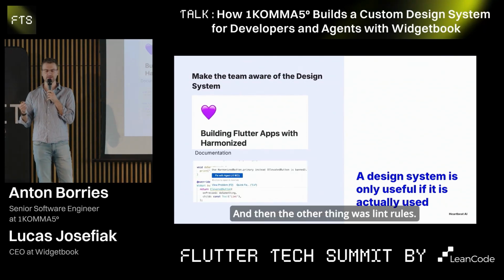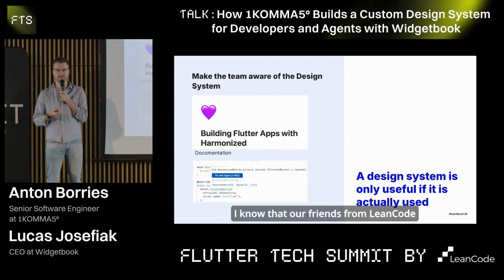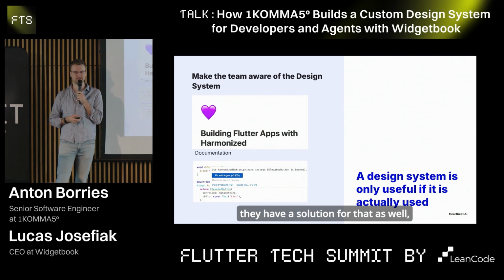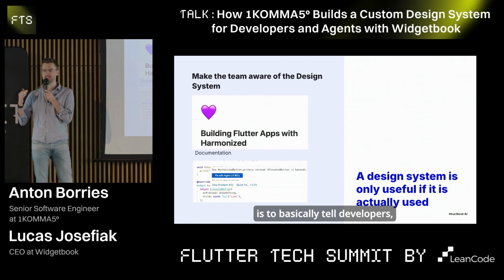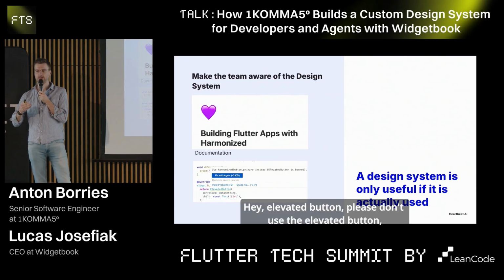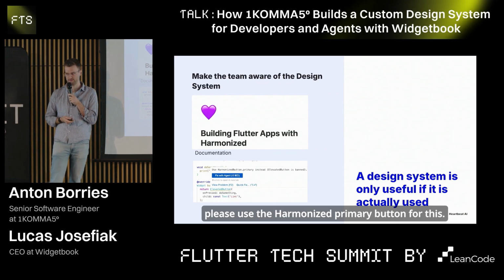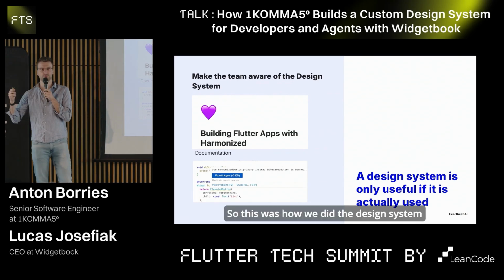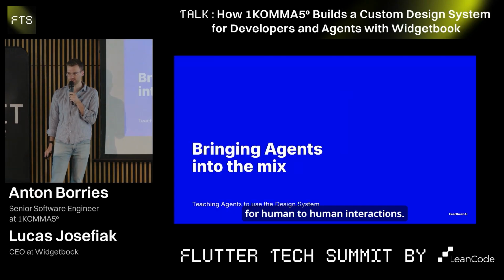And then the other thing was lint rules. I know that our friends from Lean Code, they have a solution for that as well, is to basically tell developers, especially coming new into the project, hey, elevated button, please don't use the elevated button, please use the Harmonized primary button for this. So this was how we did the design system for human-to-human interactions.